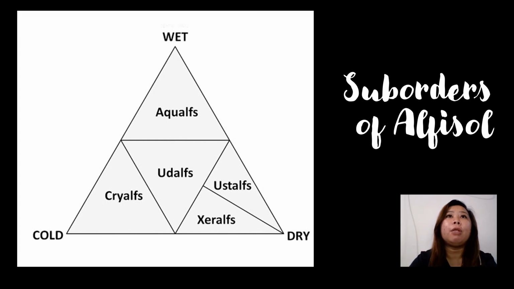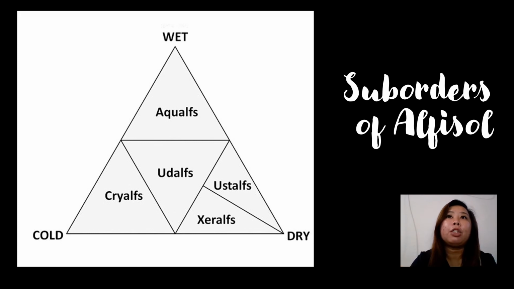And then the udepts, last but not the least. Udepts are those soils having well-distributed rainfall, but not as wet as the aquepts, nor as cold as the cryepts, and have a udic soil moisture regime. By the way, udic means the area has enough rain in summer so that the amount of stored moisture plus rainfall is equal to or exceeds the amount of evapotranspiration.